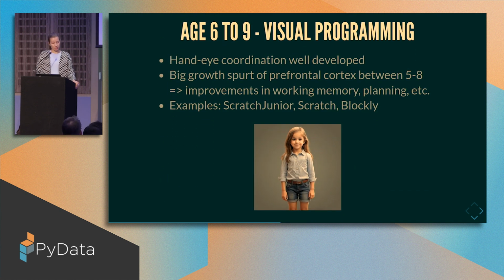As your child gets older and reaches the age of 6, they become more used to using technology, and also their eye-hand coordination improves. And also the prefrontal cortex, which is like the CEO of our brain, undergoes a big growth spurt between 5 and 8 years of age, which results in vast improvements in working memory, planning, selective attention, and inhibition. So 6 years is a good age to try out tools for visual programming like Scratch.